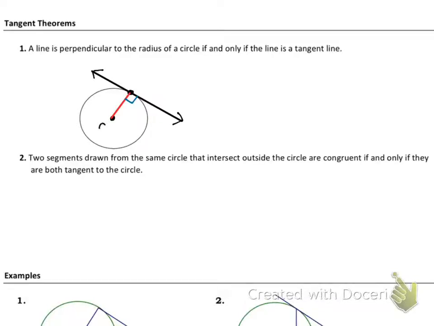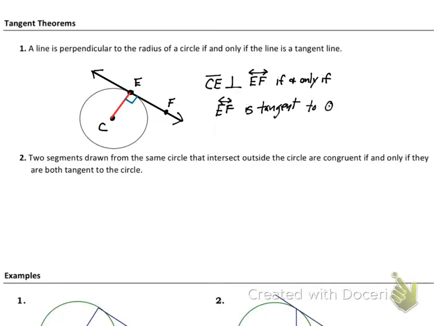So let's give some names to stuff. Let's call this C. Let's call this E. Let's call this F. So that means segment CE is perpendicular to line EF if and only if EF is tangent to that circle, what did I call it, C.